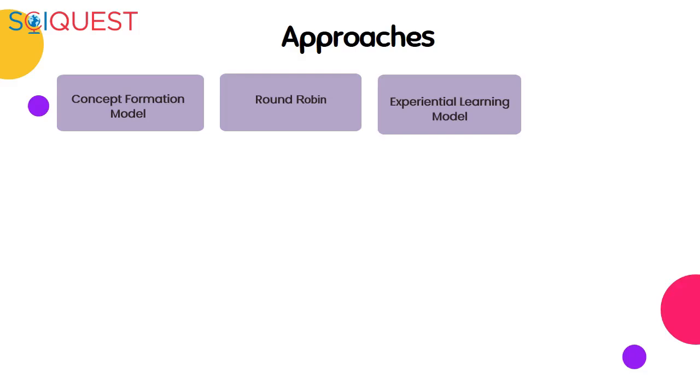Next, experiential learning model. This emphasizes learning through direct experience and active engagement rather than passive reception of information. Example, growing a plant. The children can actually observe how a plant grows day by day. Interviewing. Resource person can be called in and the children can ask appropriate questions.